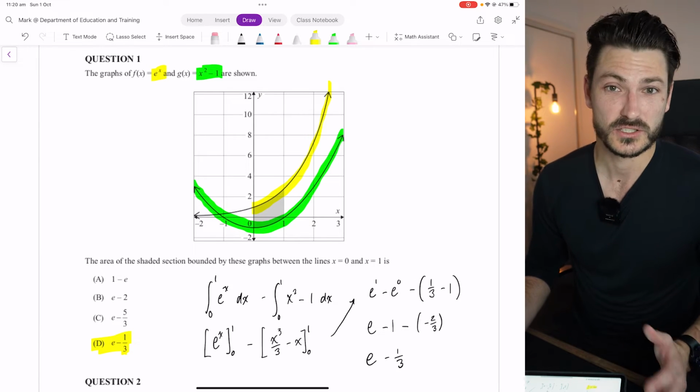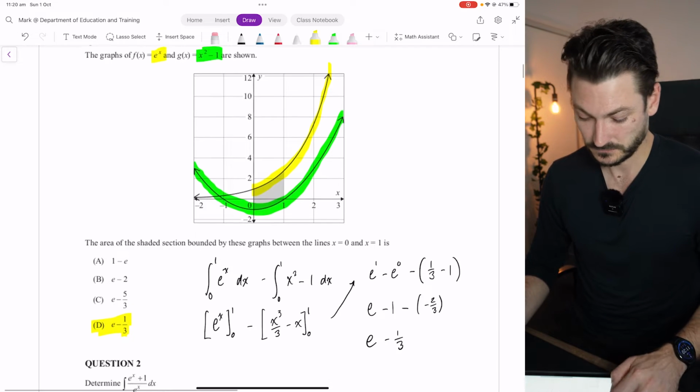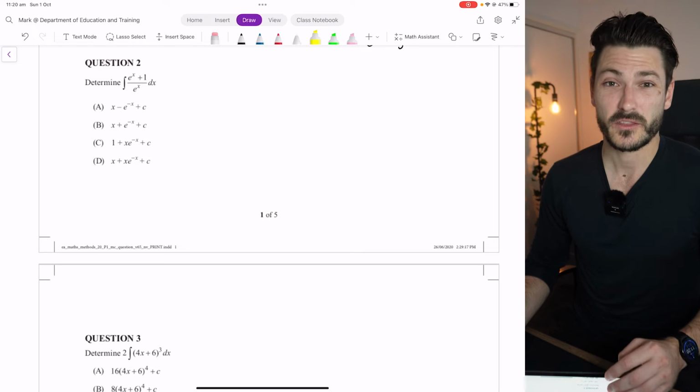But it's worthwhile doing it just to make sure you get it right. Some of them take a little bit of time, some of them don't. Answer D. Question 2. We've got another integral here.